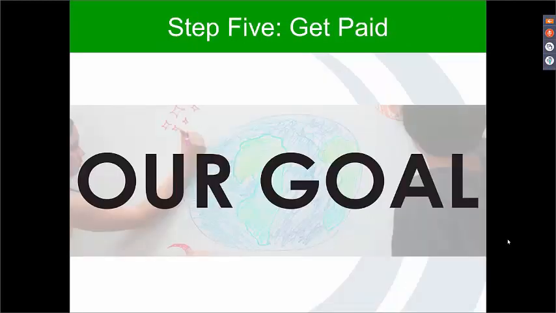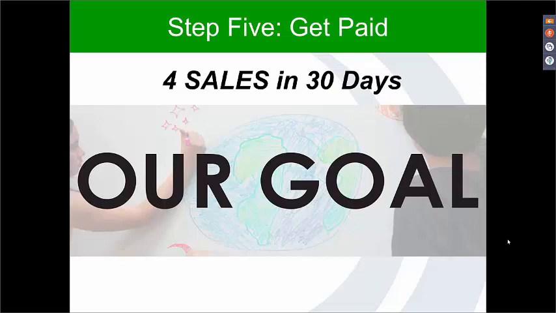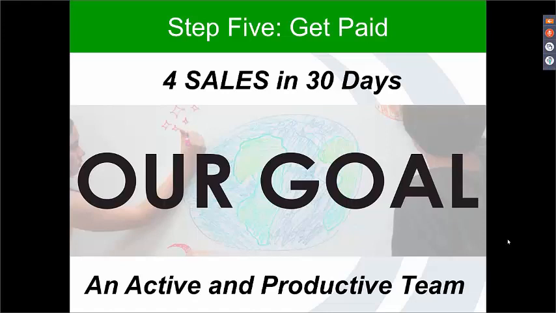All right, so step 5 is get paid. And what we're looking to do is 4 sales in 30 days and an active and productive team. If you follow this process, this will occur. If you follow sales track, you will capture people to move to the appointment to get analysis. If you share this information with every single person on your name list, you will make sales, period. You will build a team.